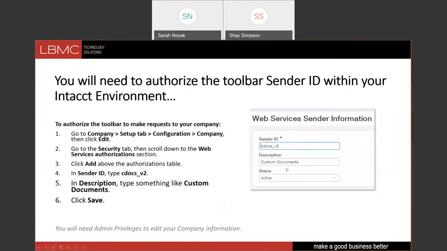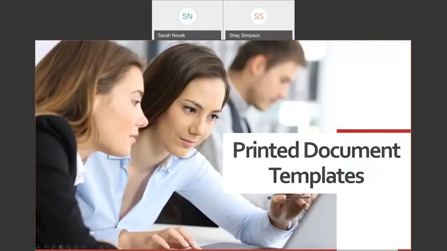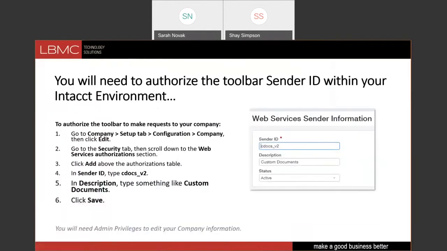So once you have downloaded that, excuse me, skipped one slide for me there. You're also going to have to authorize the toolbar sender ID within your Intacct environment. So you're going to go under Company and Setup, and under your configuration, under the Security tab, you're going to have to add that Web Services authorization. Your sender ID is going to be cdocs_v2, and in the description, you can put something similar to custom document.